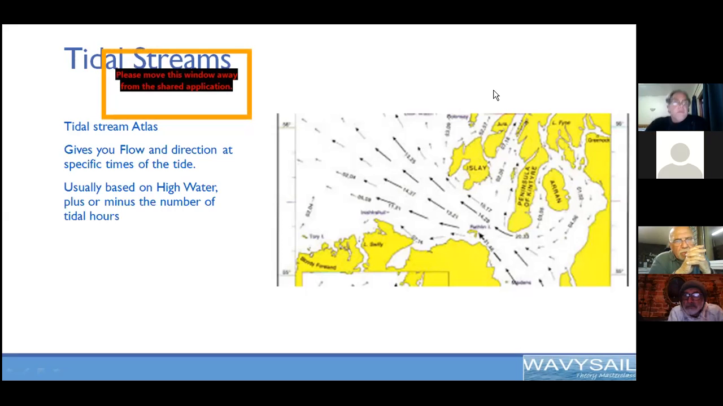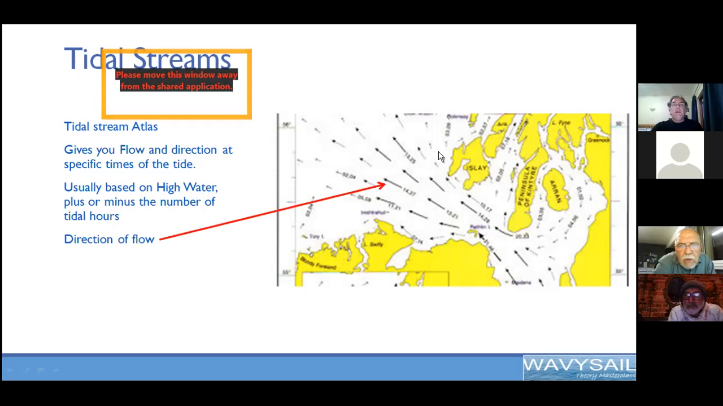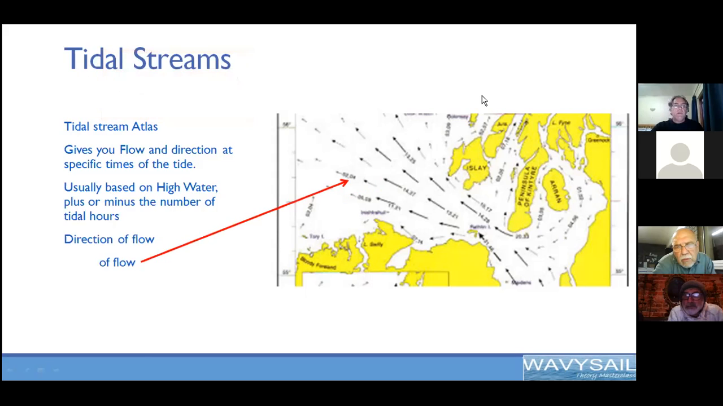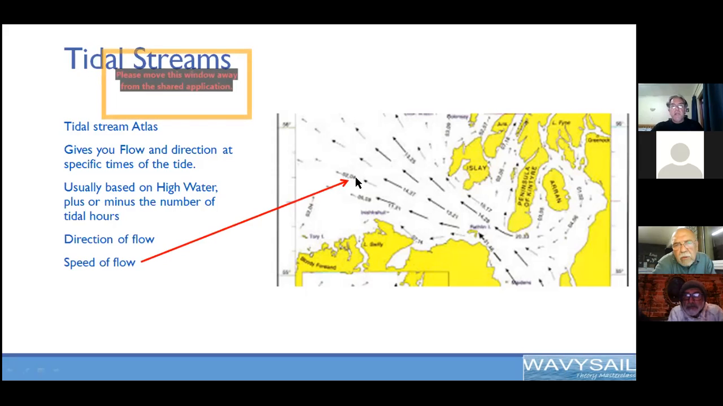It's based on exactly the same thing. You'll have 6 pages, 6 before, 6 after high water, and it gives you direction of flow, and it gives you the speed, and that's both for springs and for neaps. So that's exactly the same information as a tidal diamond, it's just more detailed.